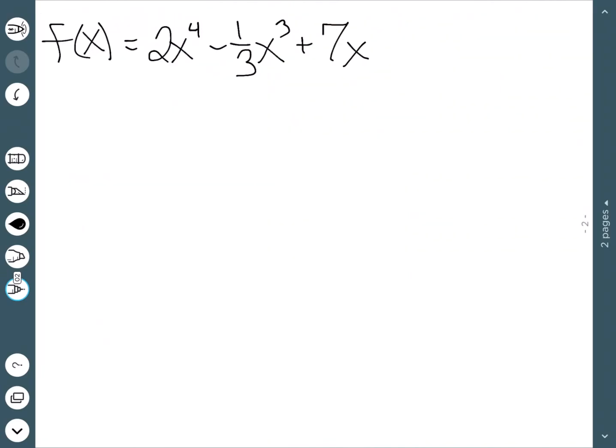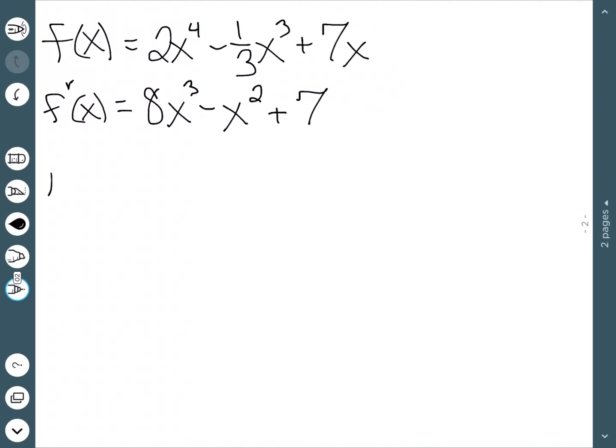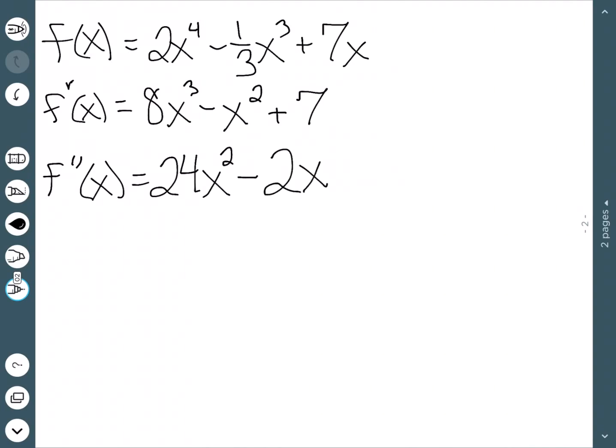Let's consider this function. The first step in taking a second derivative is to take the first derivative, bring the exponent down, and subtract 1. Same thing here. When we bring the exponent down, 1/3 times 3 is 1, and then we subtract 1 from the exponent. The exponent here is 1, so we bring it down, and subtracting 1 from the exponent gets rid of the x. We now want to take the second derivative. So we bring the exponent of 3 down. 3 times 8 is 24, and then we subtract 1. We bring the 2 down and subtract 1, and the derivative of a constant is just 0. So now I have my second derivative.